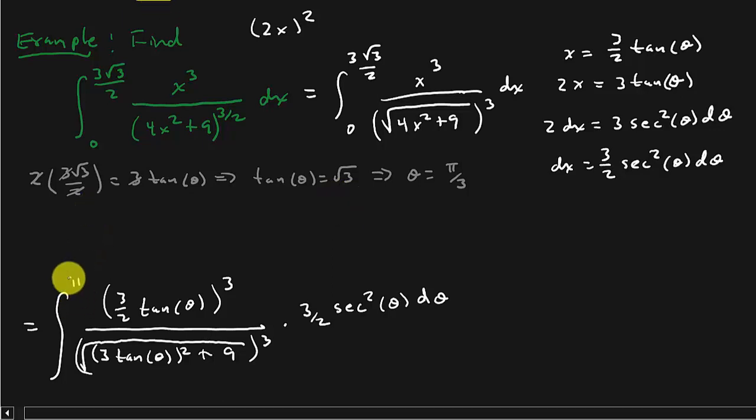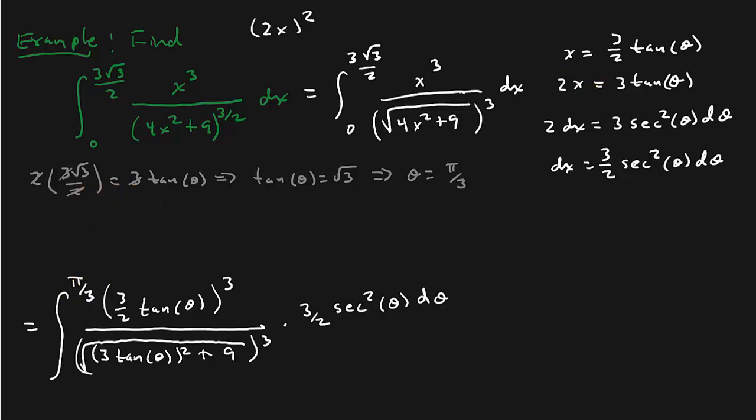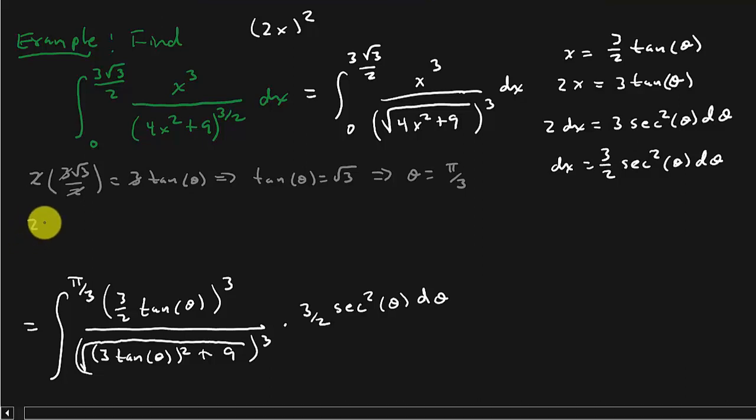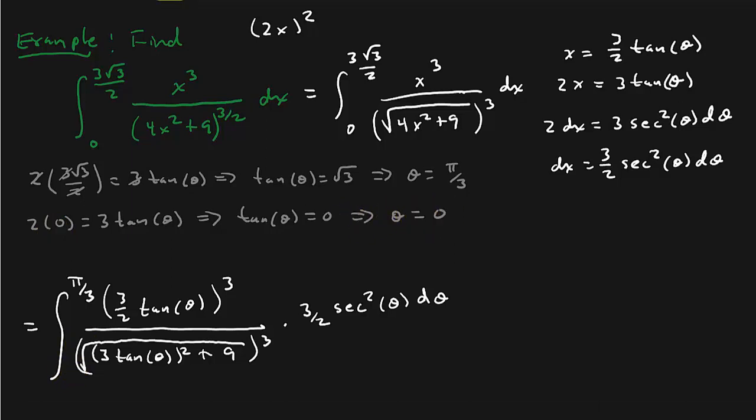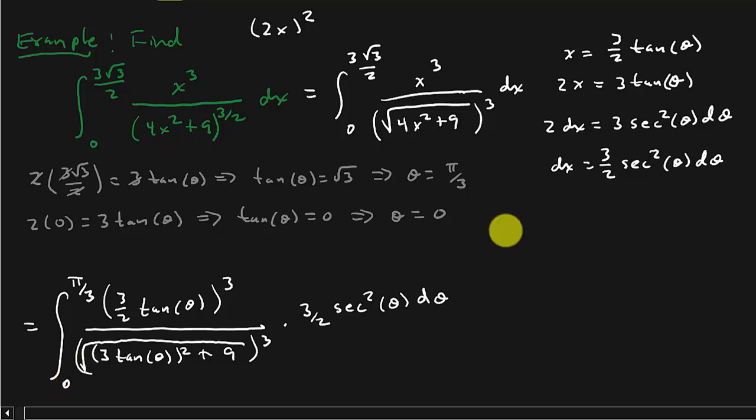And then, so this is going to be pi over 3. And then I got to plug the 0 in for x right here. And so I have 2 times 0 equals 3 tangent theta. So that tells me tangent theta is equal to 0, because that's 0 divided by 3, 0. And so that tells me theta is equal to 0.